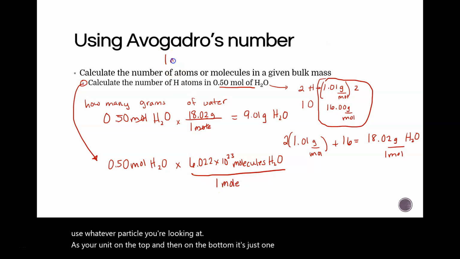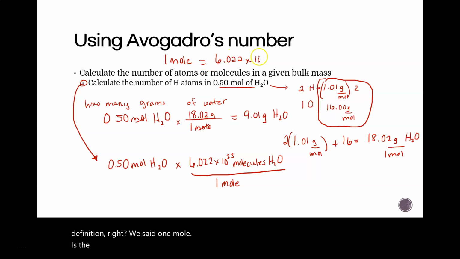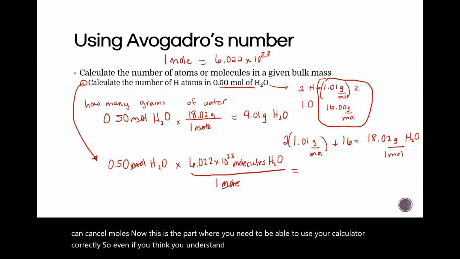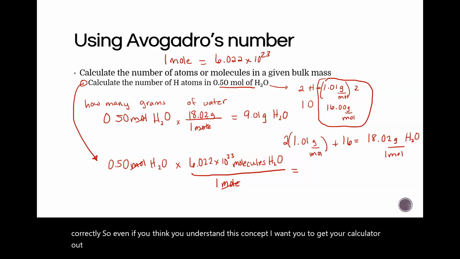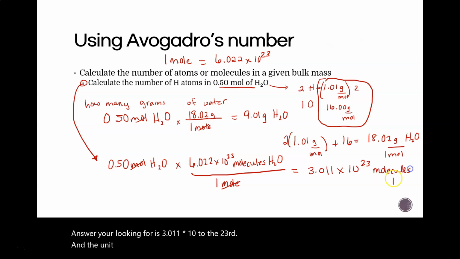So this comes from our definition, right? We said 1 mole is the same thing as 6.022 times 10 to the 23 of whatever that thing is, right? And so now we can cancel moles. Now, this is a part where you need to be able to use your calculator correctly. So even if you think you understand this concept, I want you to get your calculator out and actually punch the numbers in and make sure you get it right. So the answer you're looking for is 3.011 times 10 to the 23rd. And the unit is molecules of water.